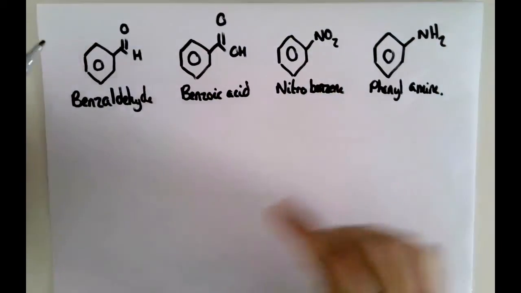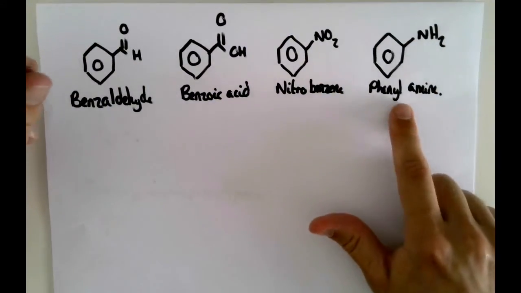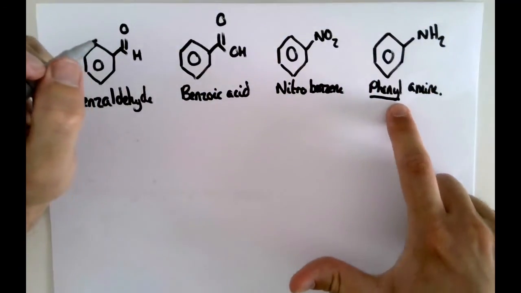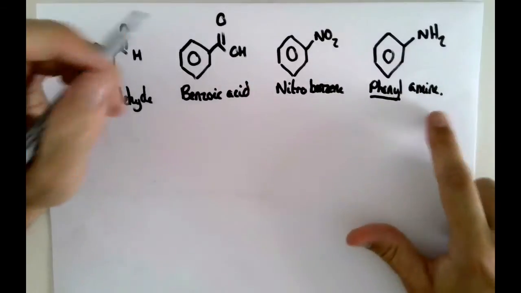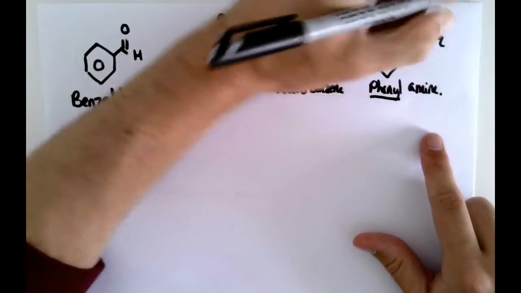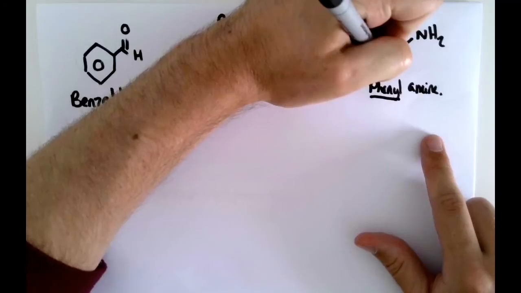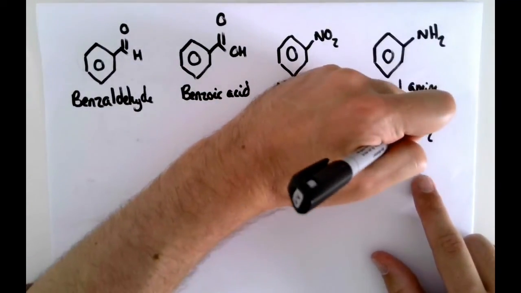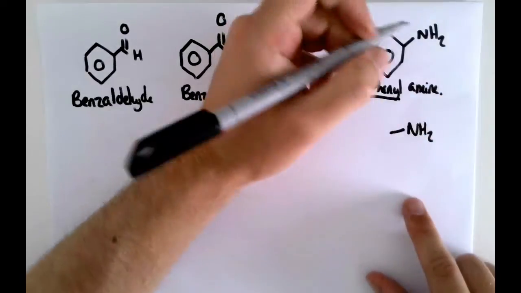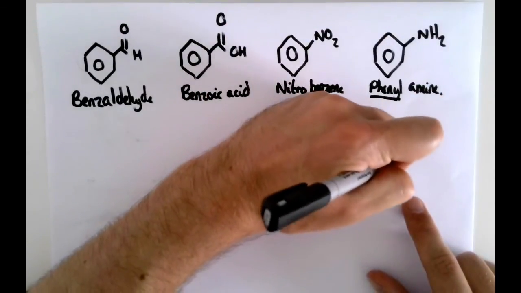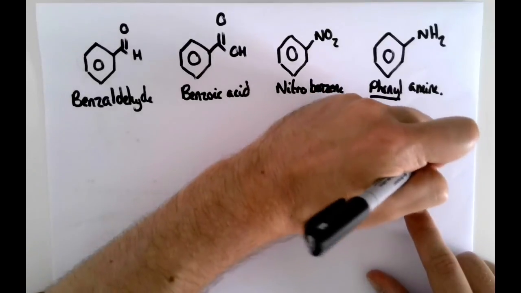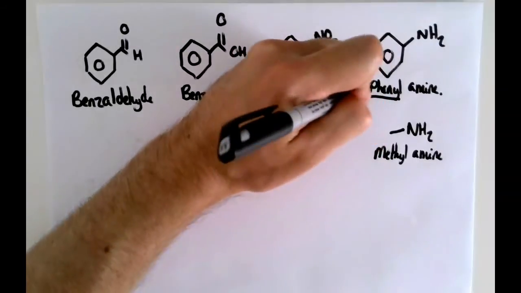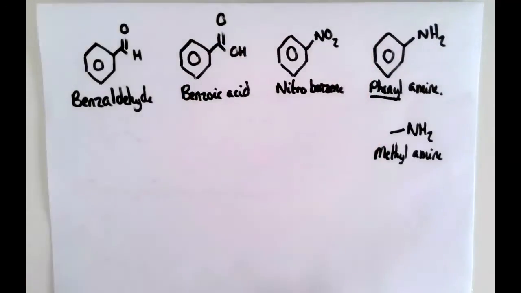So I'd say this one's the only slightly awkward one. The phenyl is a way of saying a benzene branch. So this is an amine group and there's a benzene branch coming off it. So if we had NH2 and a single carbon coming off it like that, it would be called methylamine. When there's a benzene branch coming off, it's called phenylamine. So that's the way of representing benzene as a branch.